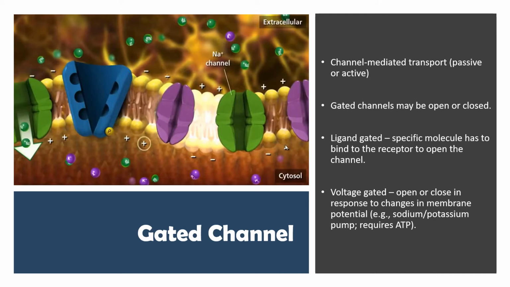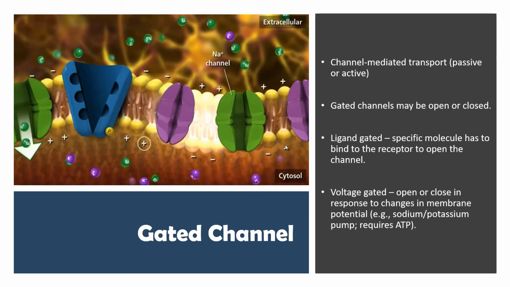You have two types. You have ligand-gated channels, which require a specific molecule to bind to the receptor in order for the channel to open. But you also have voltage-gated channels, which is when the channel opens or closes in response to changes in membrane potential. And the best example of that is the sodium-potassium pump.